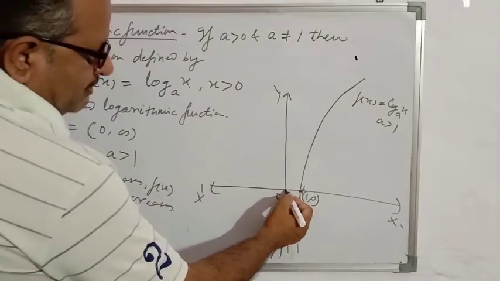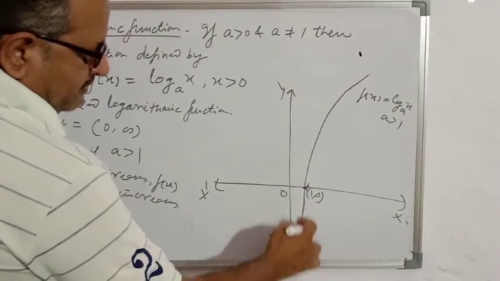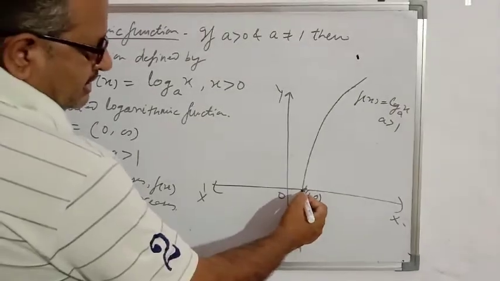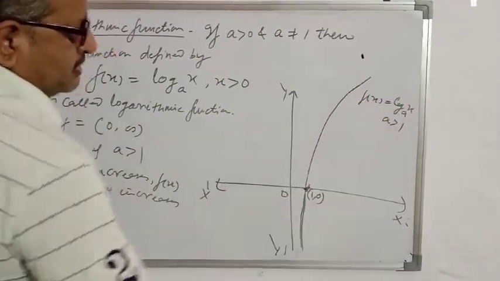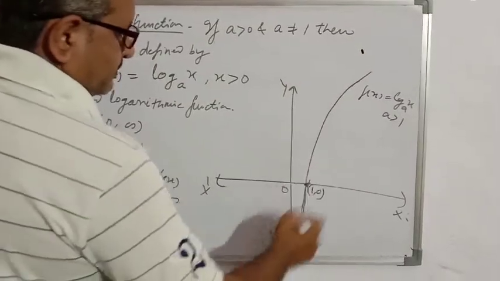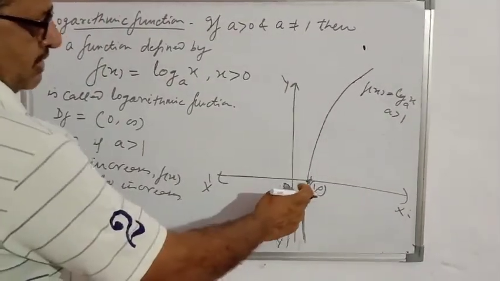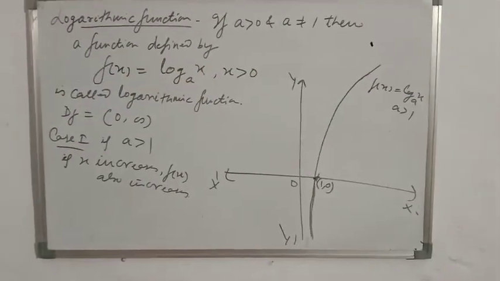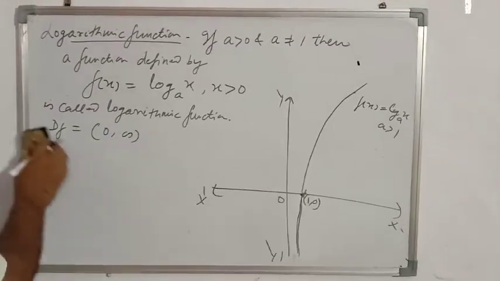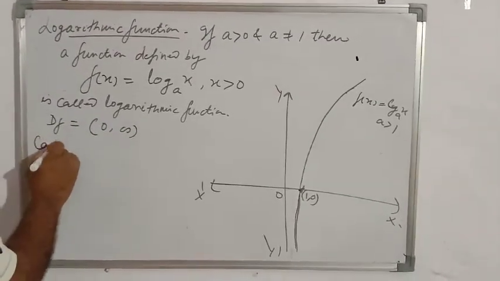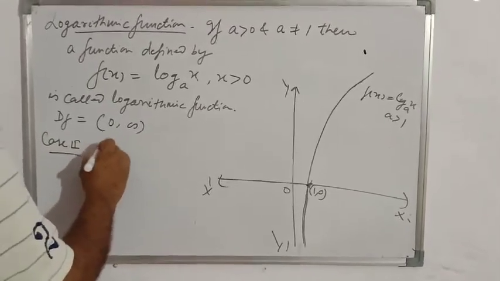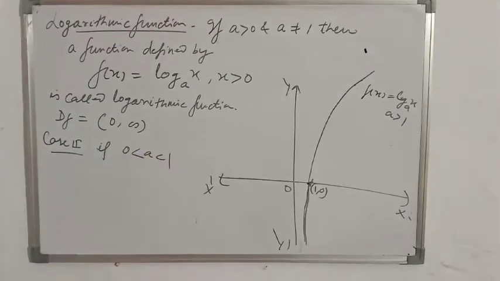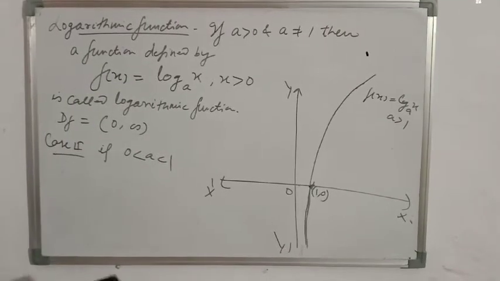When the value of x lies between 0 and 1, f(x) is negative. But when x is greater than 1, f(x) is positive. And at x equal to 1, f(x) is 0. Now we will take the second case. What is the second case? The second case is that a lies between 0 and 1. Then how will we make the graph?